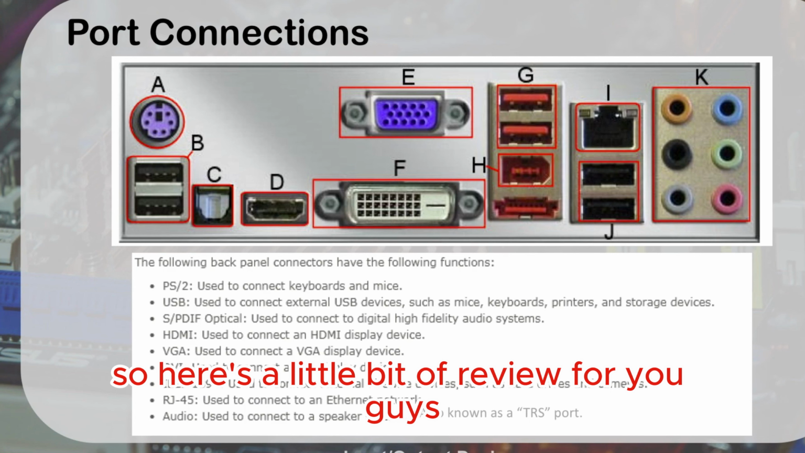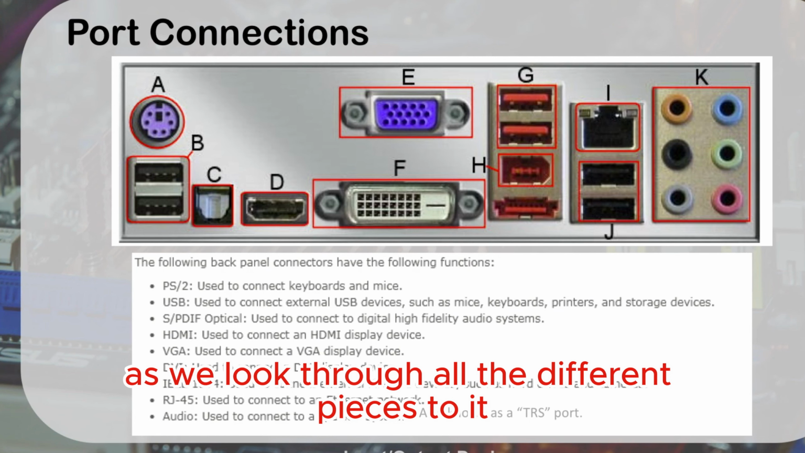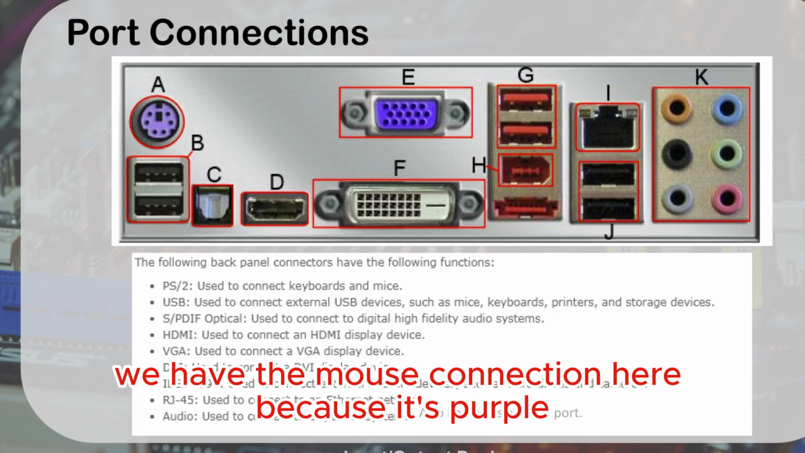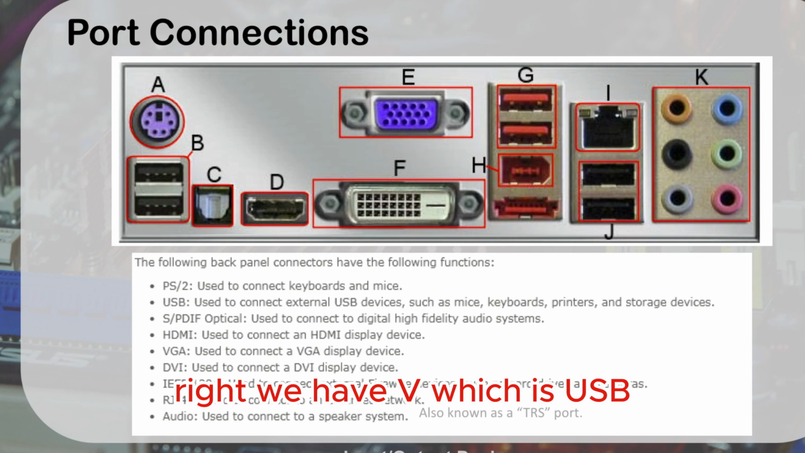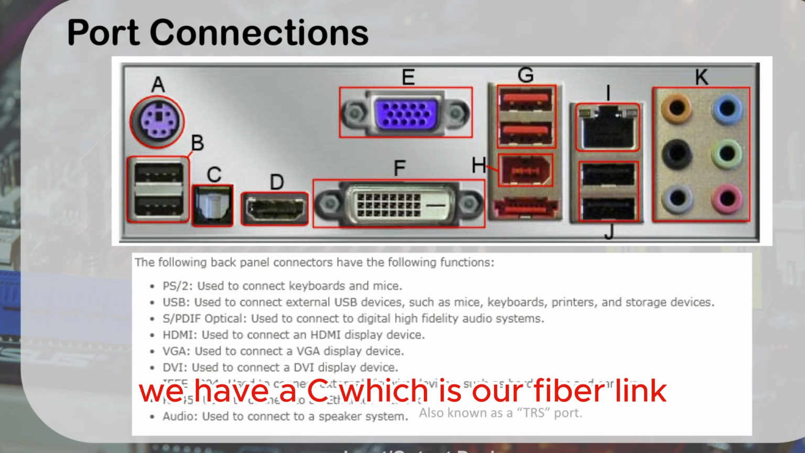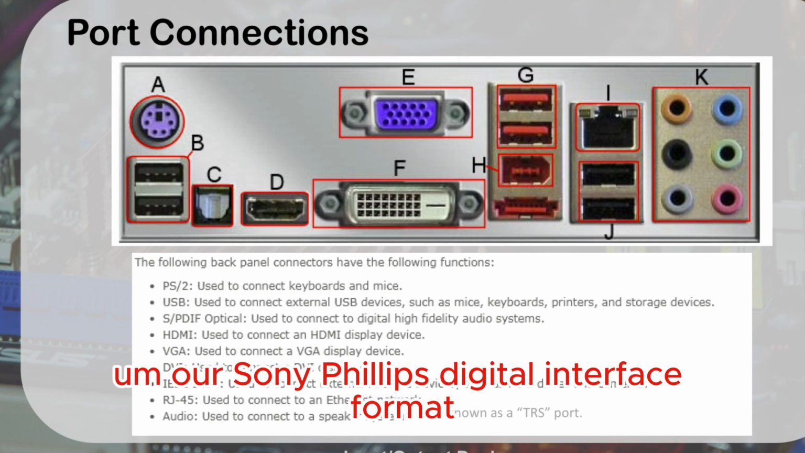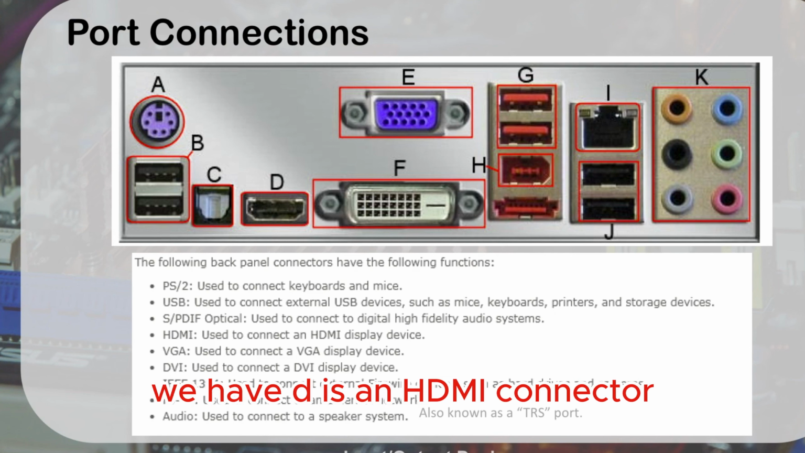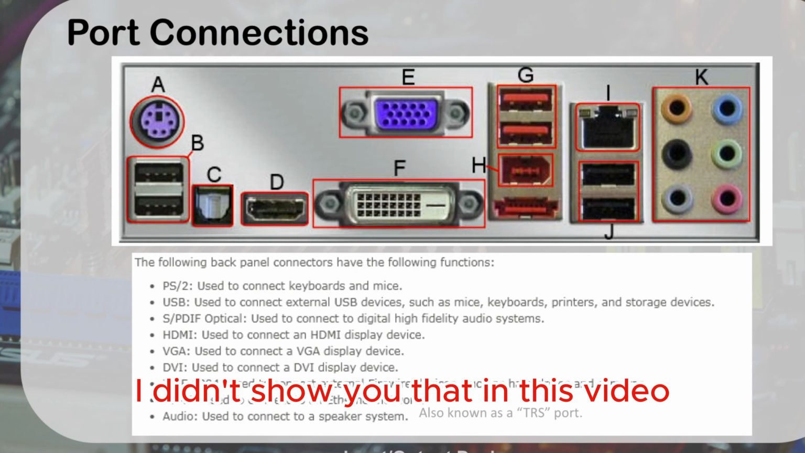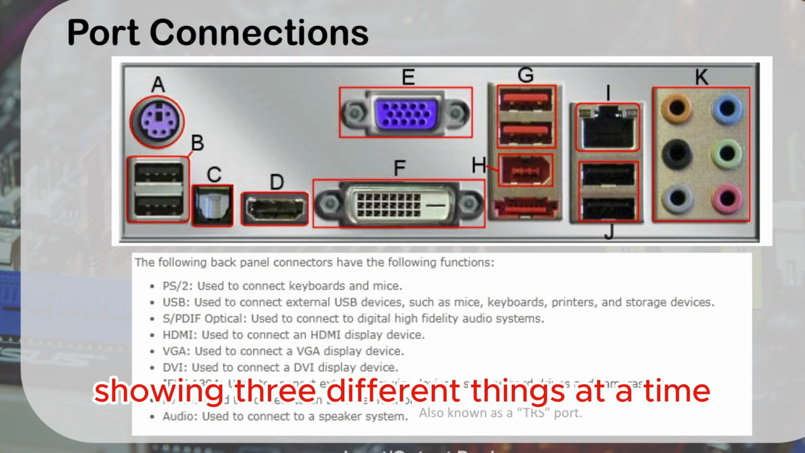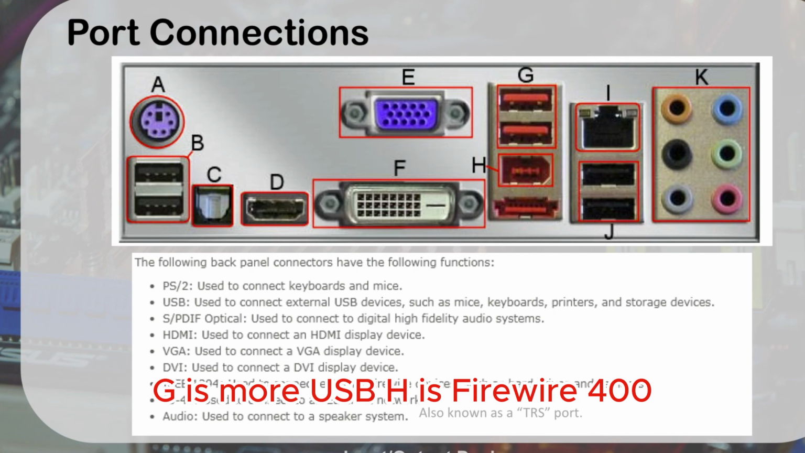So here's a little bit of review for you guys. This is a rear port cluster, and we look through all the different pieces to it. Up here, we have the mouse connection because it's purple. We have B, which is USB. We have C, which is our fiber link, our audio fiber, the Sony Philips digital interface format. D is an HDMI connector. I didn't show you that in this video, but that's another video output system. F is DVI. E is our VGA. So here we have 3 different ways to connect monitors. We could, in theory, have 3 different monitors showing 3 different things at a time. G is more USB.